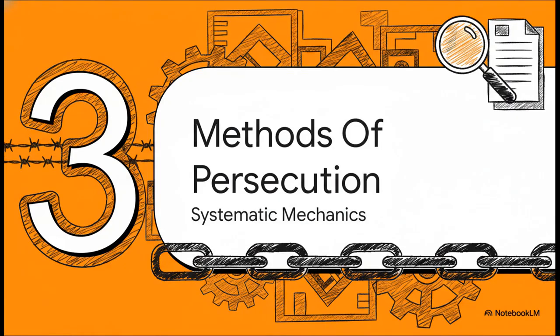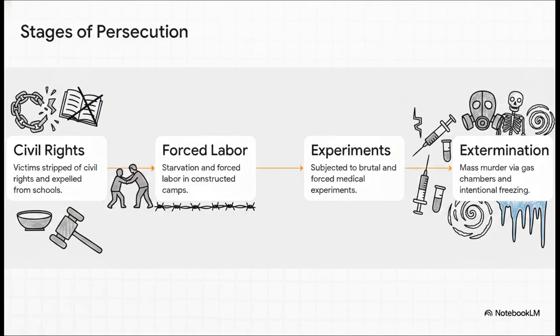Section 3, Methods of Persecution. Here, the video dives into the specific, really systematic methods the Nazi regime used. It definitely doesn't shy away from the grim mechanics of history here. It outlines a chilling, step-by-step progression. First, stripping away civil rights and expelling people from schools and offices. Then, the horror of forced labor, starvation, and brutal medical experiments in the camps. Finally, it gets into the actual methods of mass extermination, specifically calling out the gas chambers and the intentional exposure of victims to the freezing Russian winter.